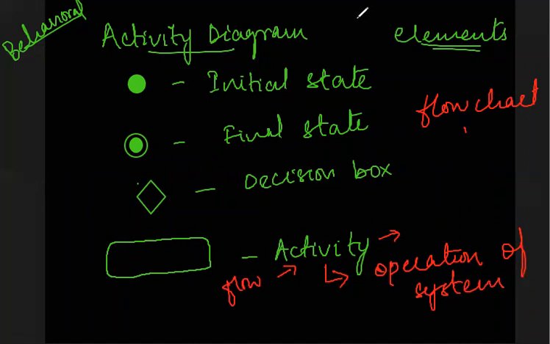Then one more thing is that you are also going to have arrows that are going to show you the flow of control. So these are the different 5 elements. Let's go back to the activity diagram.